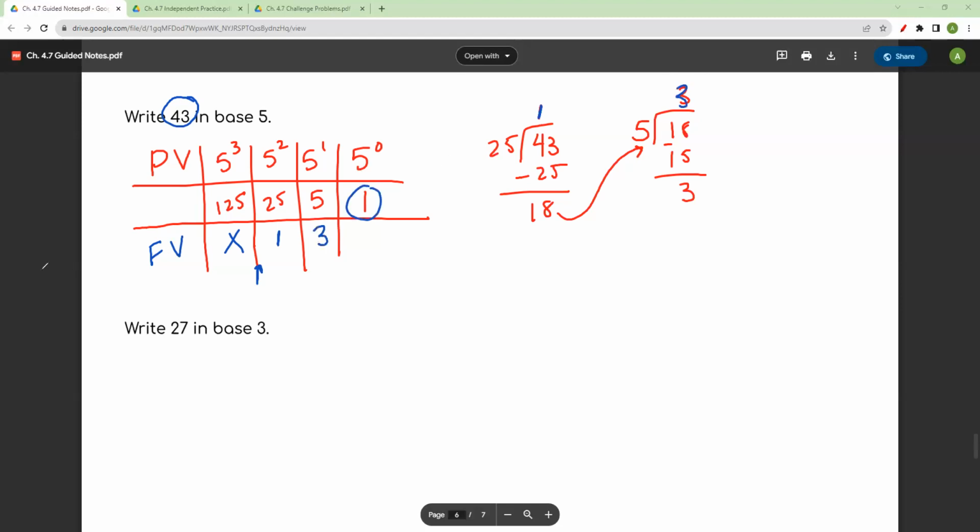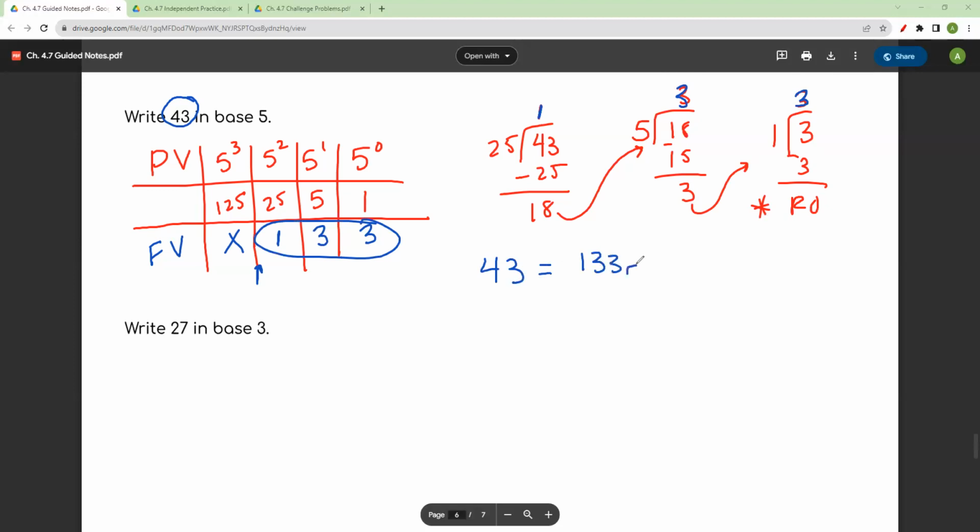Now we have to do the ones. So this one, 3 divided by 1. 1 goes into 3 three times. Remainder 0. So ding, ding, ding. Remainder 0. This is 3. This is 3. So 43 equals 133 base 5.